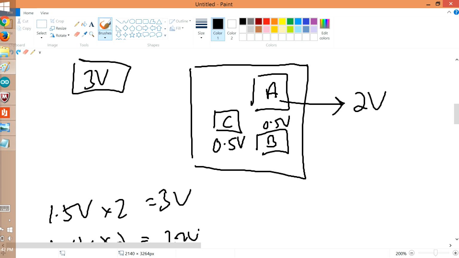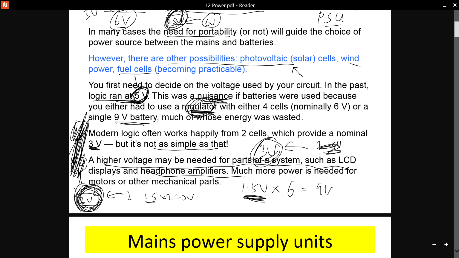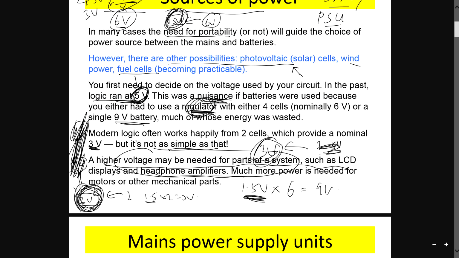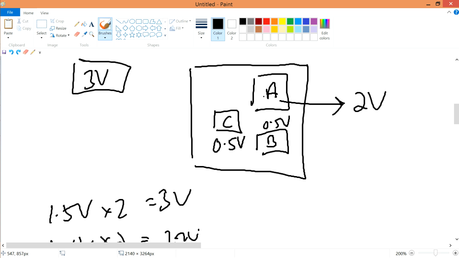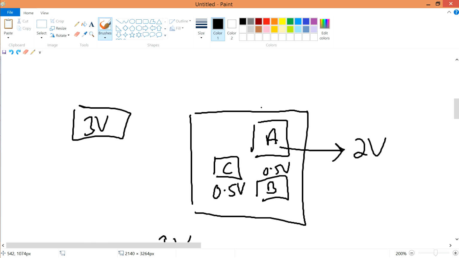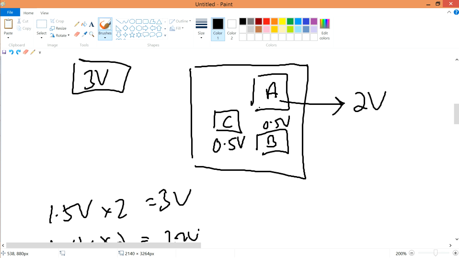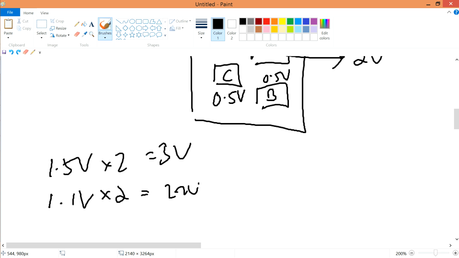Besides what I said just now, that a higher voltage may be needed for parts, so that instead of 3 volt you may require more than 3 volt, I don't think this is quite legit. So I'll leave you to think about it. There's no right or wrong, just for you to decide yourself. So in the future, if you need power, you can consider these two factors that I just discussed, so then you can know how to design your battery.